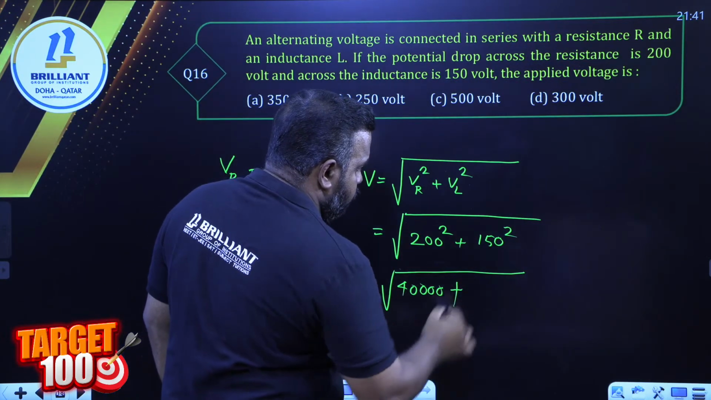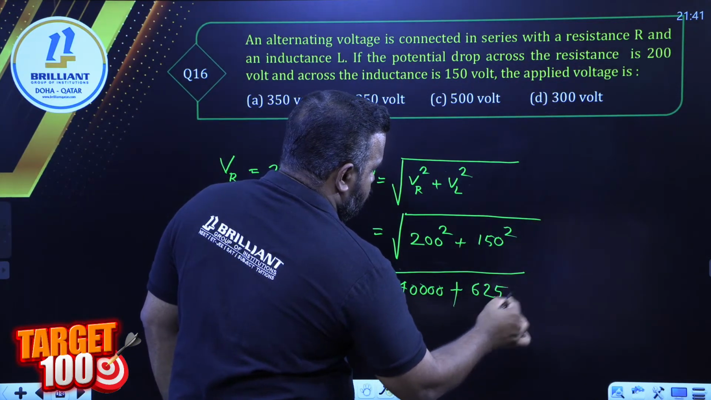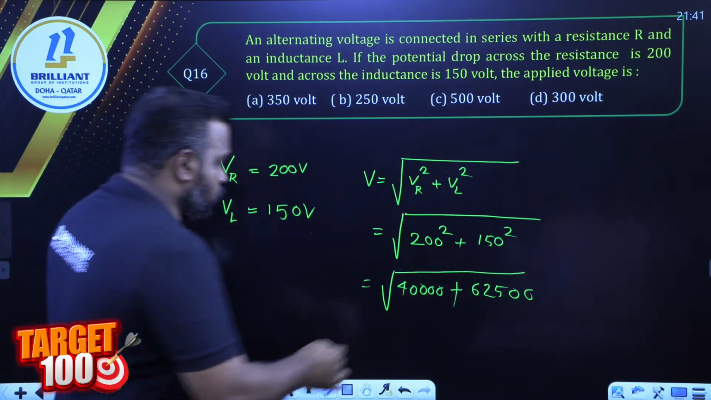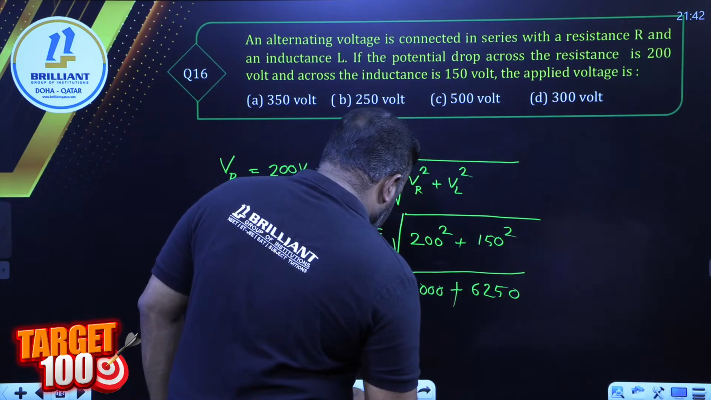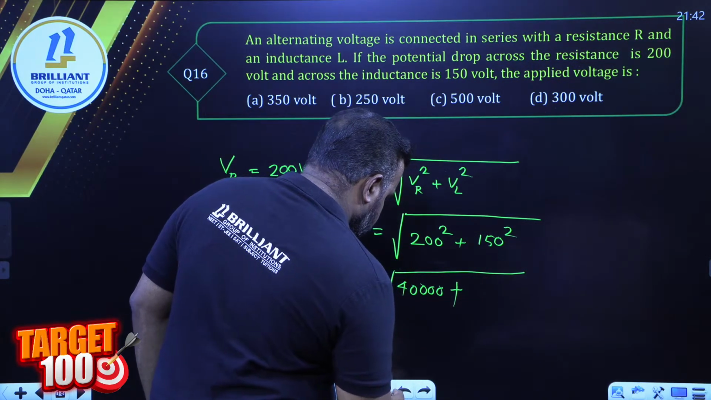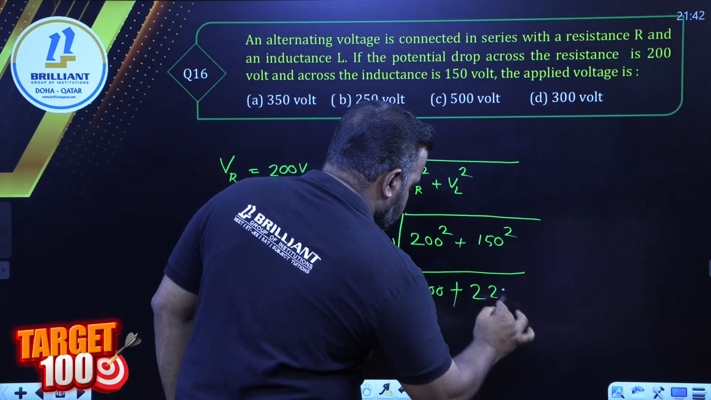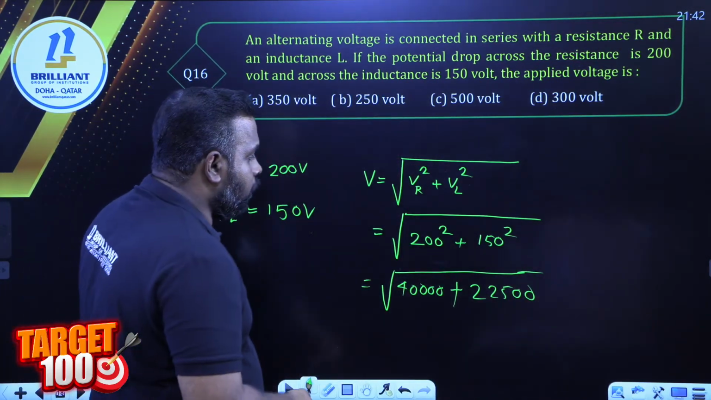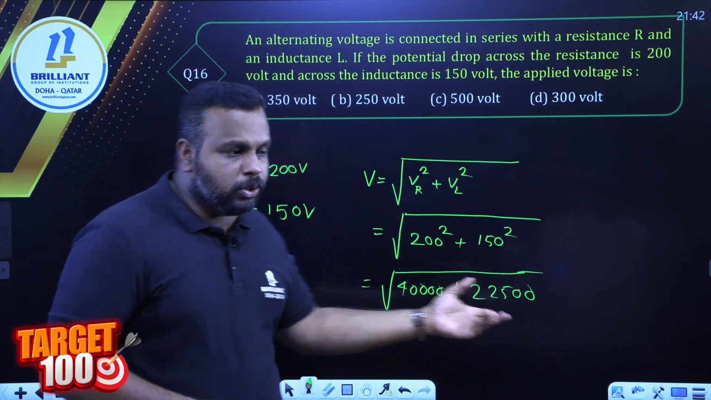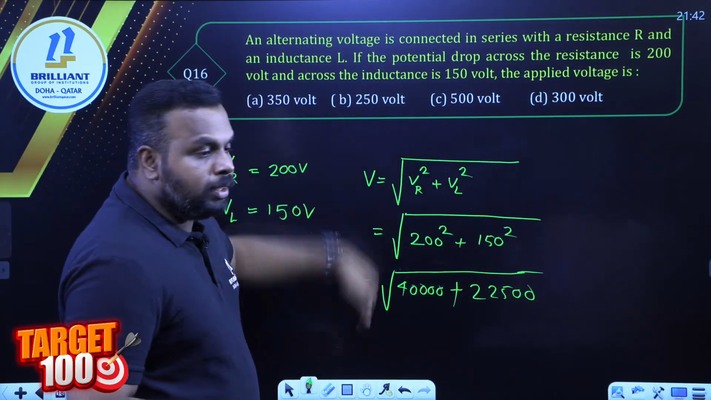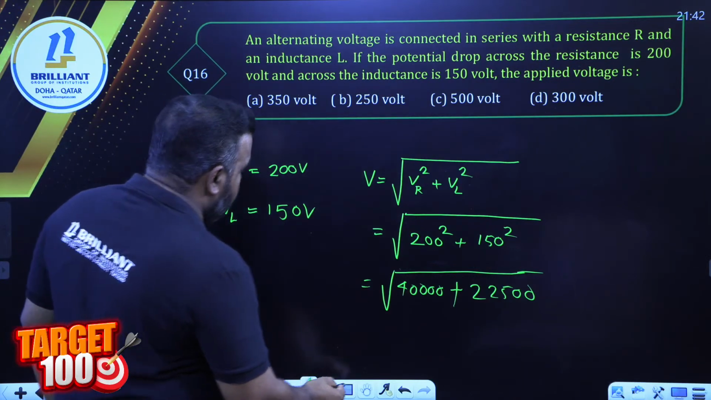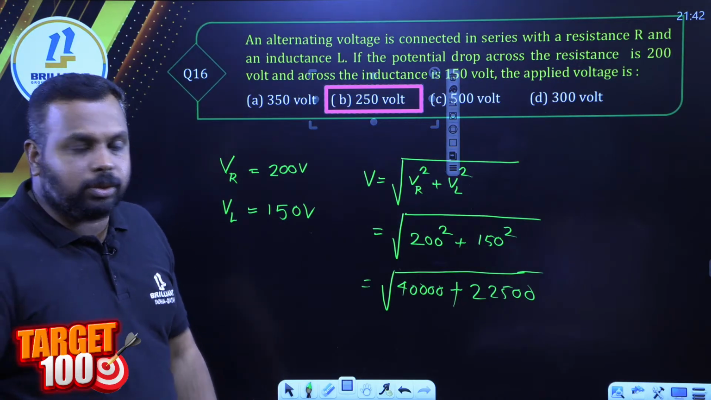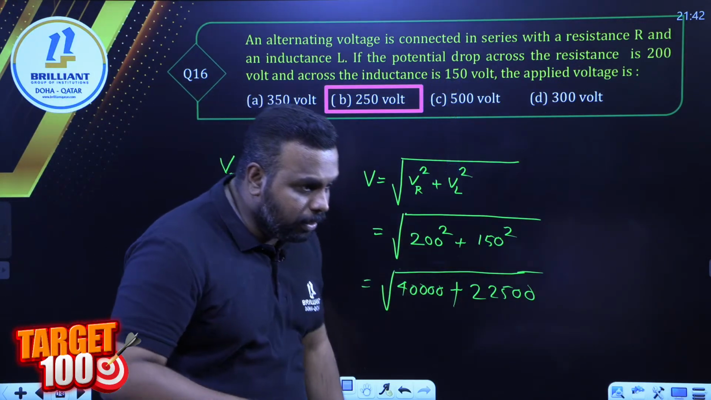Plus 150. Sorry, 225 will come. It is 15 square. So what will be the total? Yes, it will be 625. So the answer will be 250. Very good. The square root of this will be 250 volt. You know that root of 625 is 25. So that simple calculation only we are going to apply here.